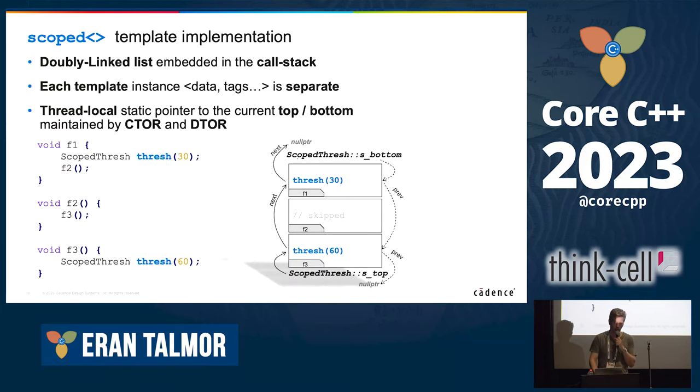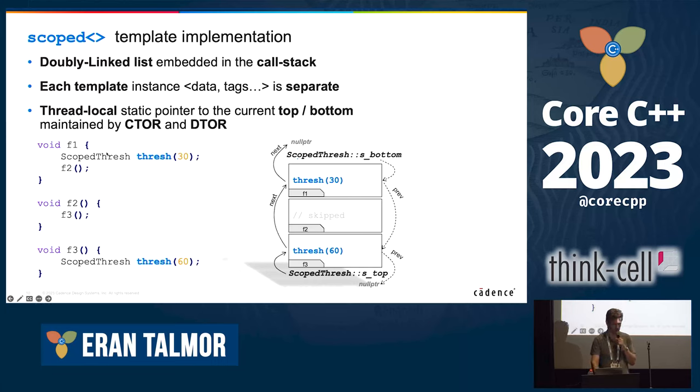Okay, so what it is basically is a linked list, or a doubly linked list, which is embedded within the stack. Each template has its own linked list, or each template instance. And it uses thread local pointers to point to the beginning and ending of the stack. So basically, each thread sees a different instance of this linked list.